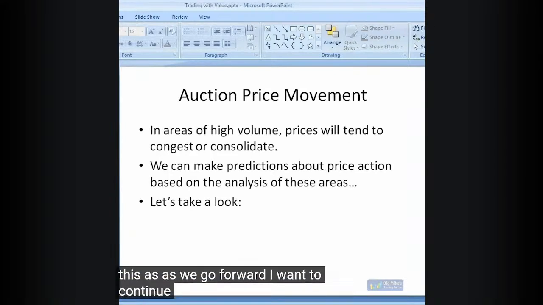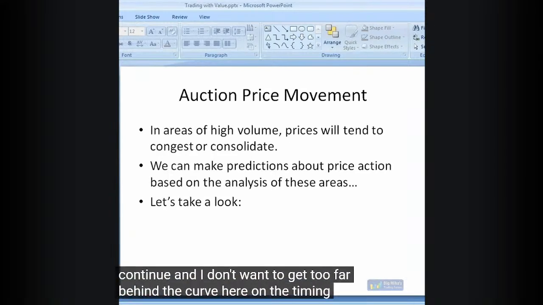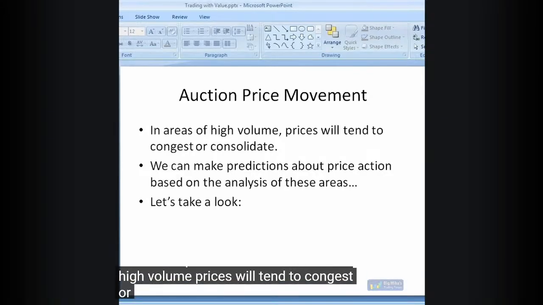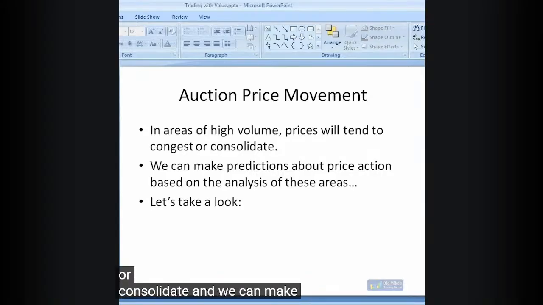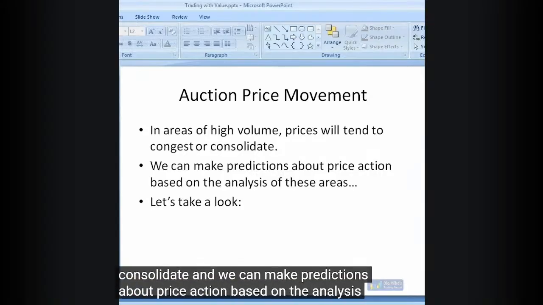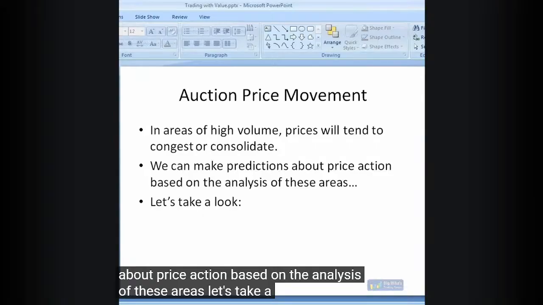I want to continue, and I don't want to get too far behind the curve here on the timing. So, auction price movement. In areas of high volume, prices will tend to congest or consolidate, and we can make predictions about price action based on the analysis of these areas. Let's take a look.